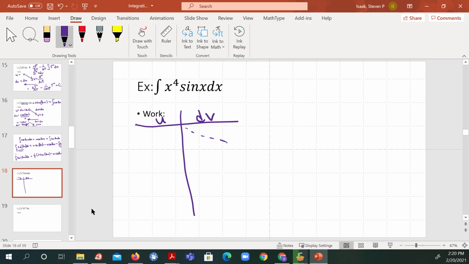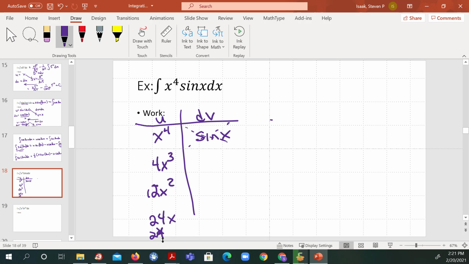This cell will never be used, and that for me is going to be the sine of x. I like to use monomials when I can to get rid of them, so whenever I can, those are my u's. So this is 4x cubed, 12x squared, 24x, and then 24, and then 0.